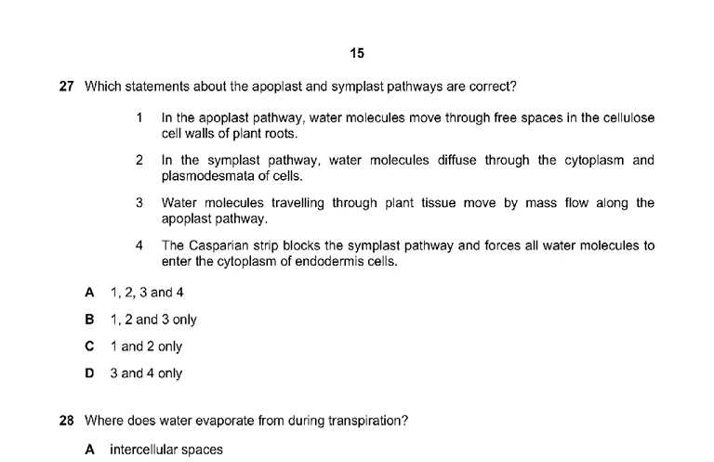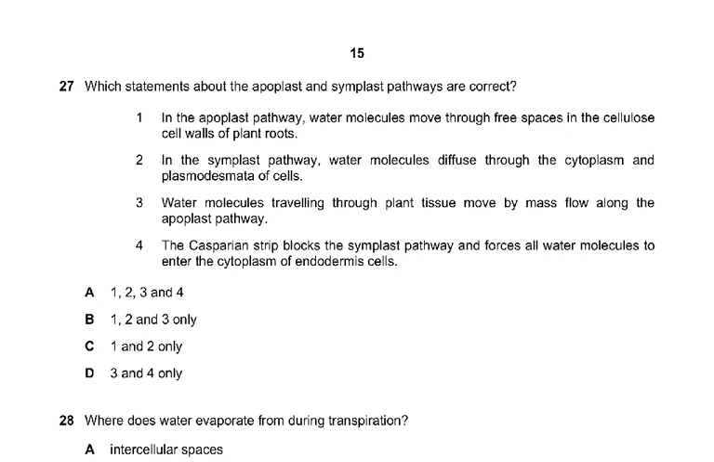Which statements about apoplast and symplast pathways are correct? In the apoplast pathway, water molecules move through free spaces in the cellulose cell walls of plant roots. In the symplast pathway, water molecules diffuse through the cytoplasm and plasmodesmata of cells. Water molecules traveling through plant tissue move by mass flow along the apoplast pathway. The Casparian strip blocks the symplast pathway and forces all water molecules to enter the cytoplasm of endodermis cells.